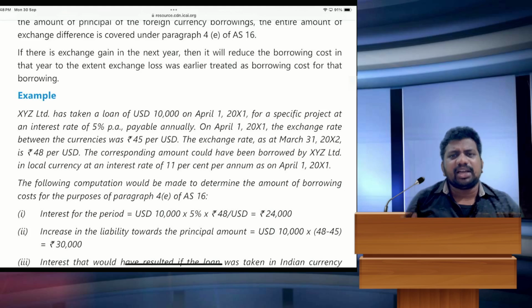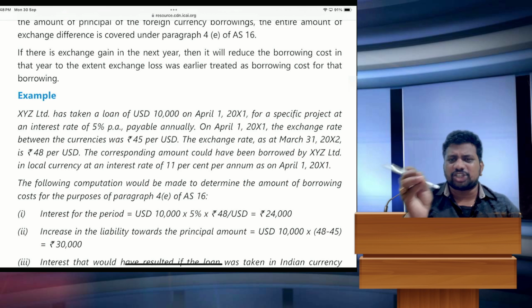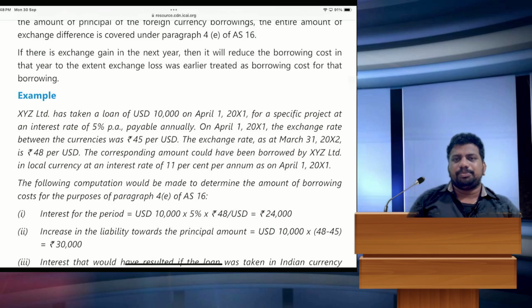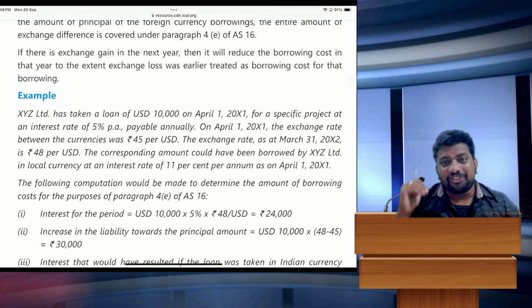For the time being, understand, any asset or any liability at the end of the year, when you're disclosing them in the balance sheet, they have to be shown at the closing rate if there is any foreign currency asset or foreign currency liability. This much remember. There are some extra points here and there that you will get some clarity in AS 11. Okay. Now, initially 45, now 48.